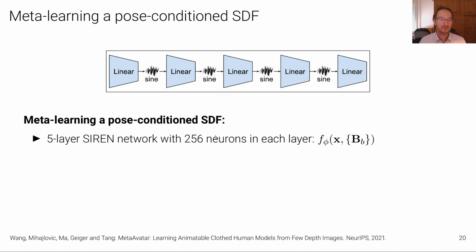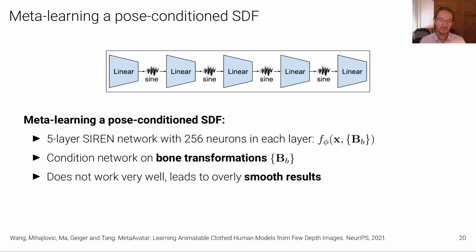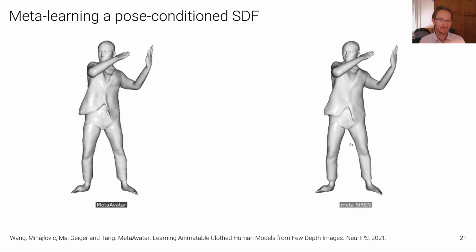Same model as before, a 5-layer SIREN network with 256 neurons in each layer, but now this model takes as input not only the 3D point, but also the set of bone transformations which represent the pose and the shape of the subject. So we condition the network on the bone transformations B. However, what we observed is that this direct approach does not work very well. In particular, it leads to overly smooth results.